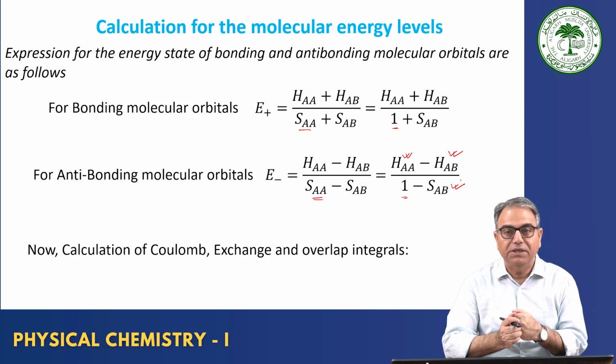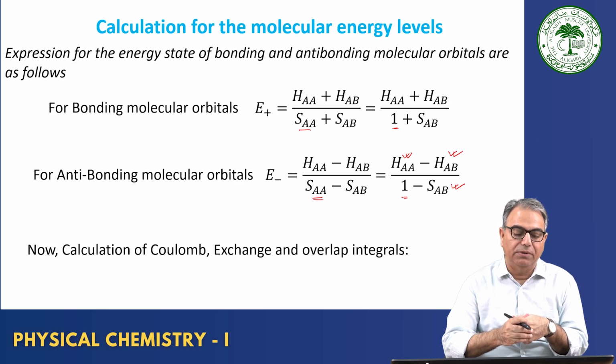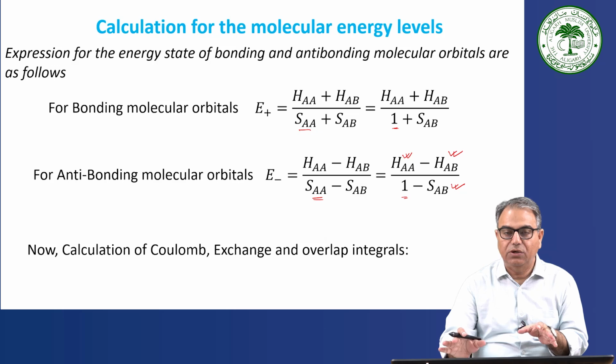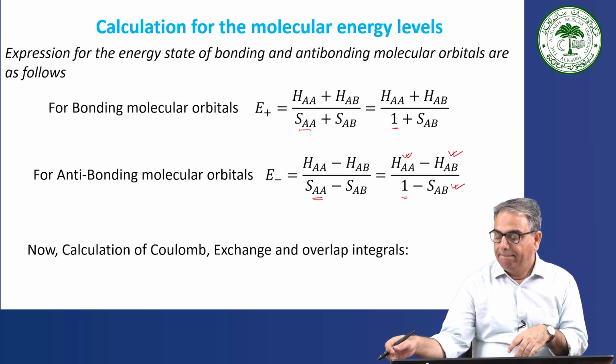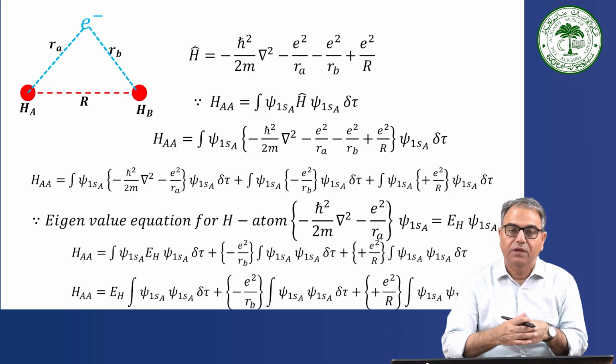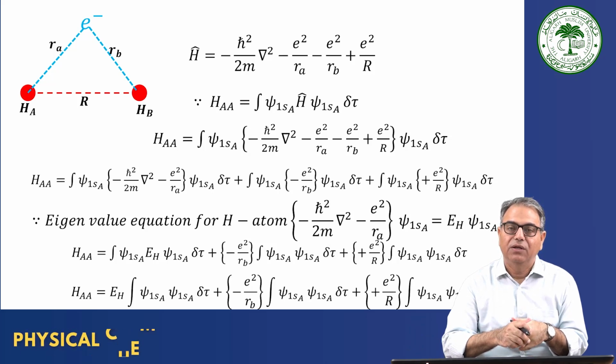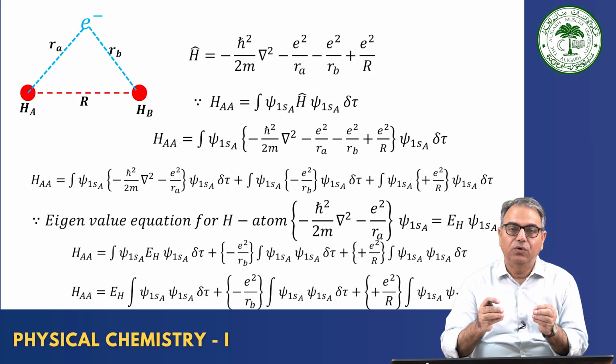These integrals must be calculated in order to get the actual energy of the bonding molecular orbital and anti-bonding molecular orbital. Okay. This is also the energy, but this is in terms of your integrals. So we will explore how to calculate the molecular energy levels and how to calculate these integrals. And again, when you have to calculate the integral, you have HAB, which includes the Hamiltonian. So again, we go back to the Hamiltonian, the same thing.